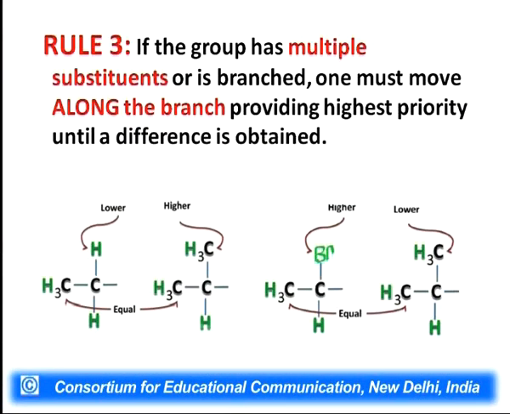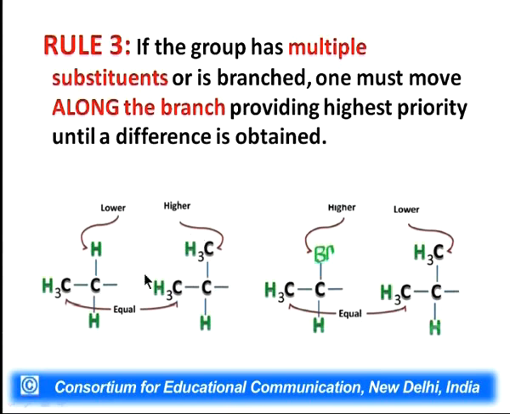Now rule number 3 says that if our substituent is branched, or the group has multiple substituents, then we must move along the group. Here I have again taken an example of 2 groups. What I have taken here, this you know is the ethyl, whereas if we look at this group, this is the isopropyl group.